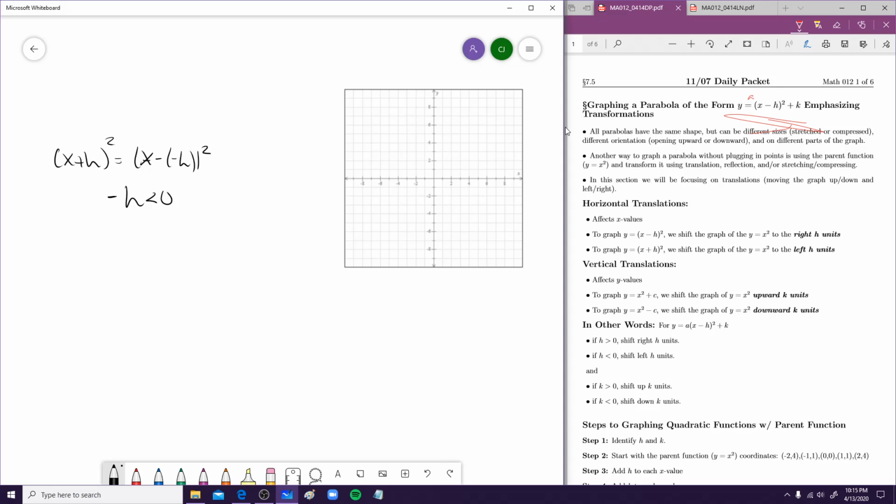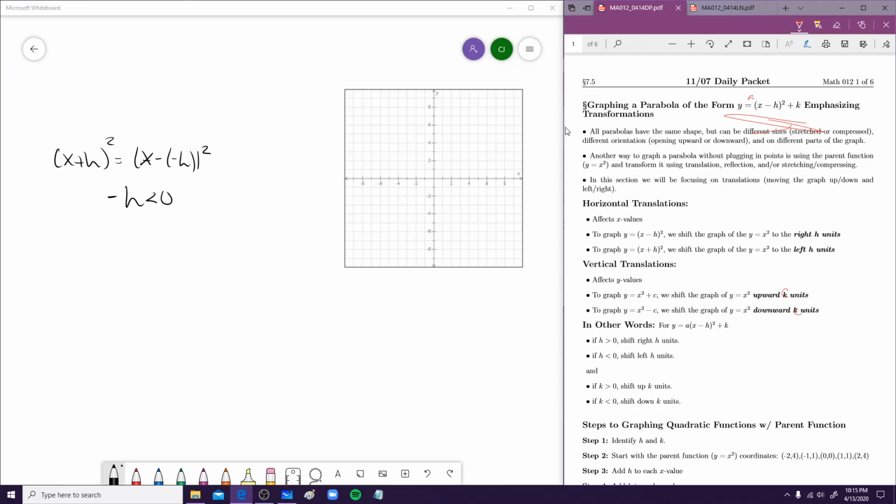For vertical translations, it's more intuitive in my opinion, because if you see a plus c or a k, technically this should be c. Either that or you can make that k. It doesn't matter, right? But if you add c, that means you're going to go up the graph c. But when you see minus c, it's going to go down c.